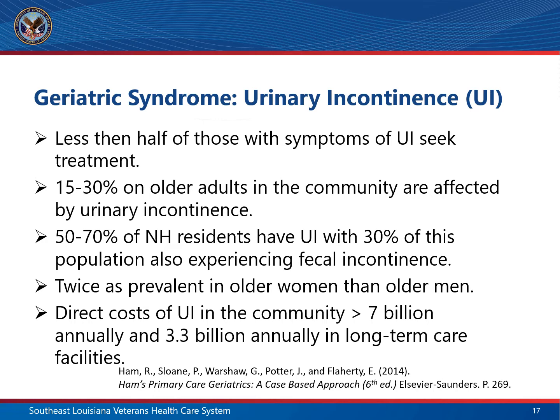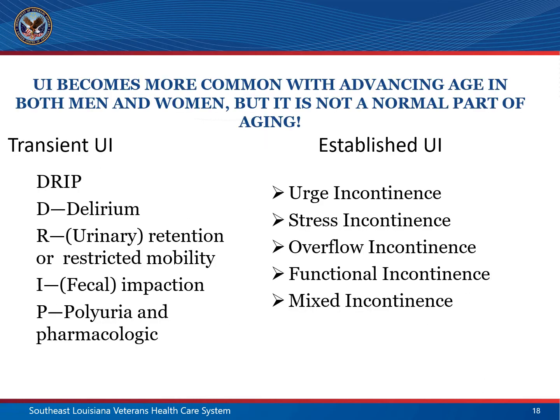Urinary incontinence is twice as prevalent in older women than older men, and it is an extreme cost to the community. $7 billion business annually, and $3.3 billion annually is spent on urinary incontinence products in long-term care facilities. Although urinary incontinence is more common in older age, it's not a normal part of aging, and many people go their entire lives without being fecal or urinary incontinent.